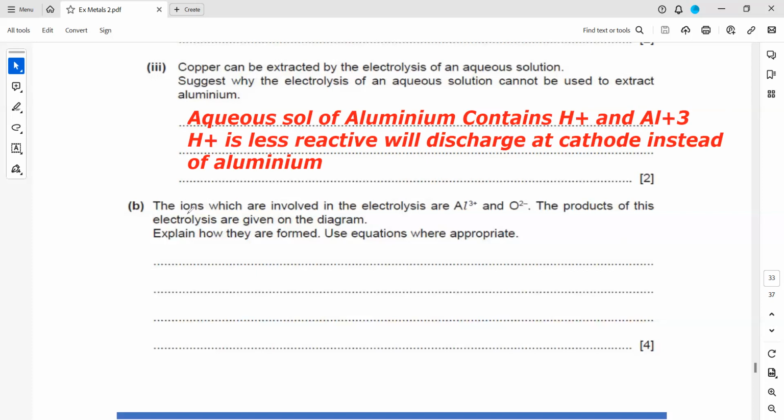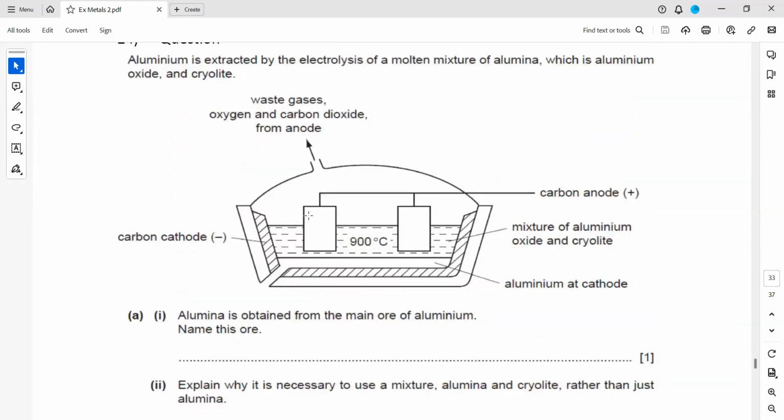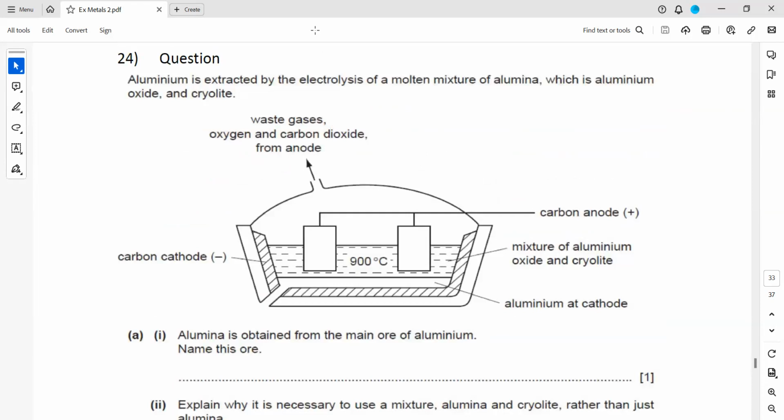The next question: the ions involved in the electrolysis of aluminum are aluminum 3+ and oxygen 2-. The products of the electrolysis are given on the diagram. Explain how they are formed, using equations where appropriate. There are 4 marks. So the products are given, and I will write the answer here for part B.